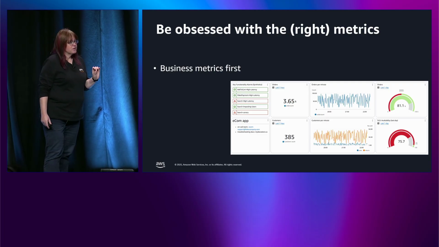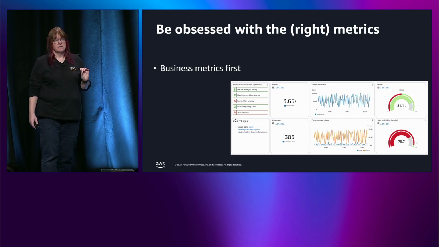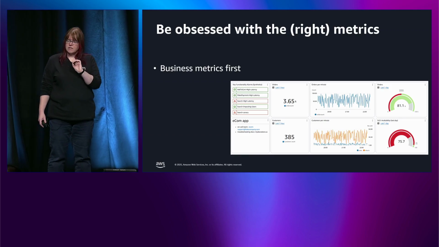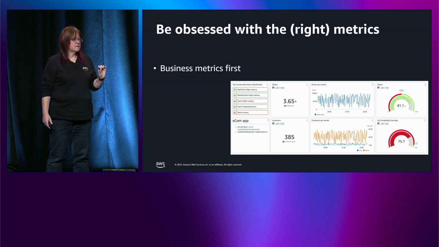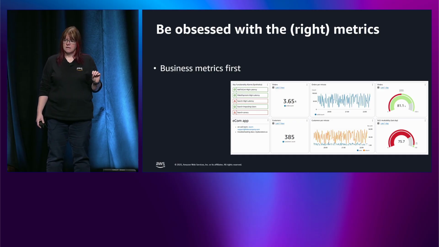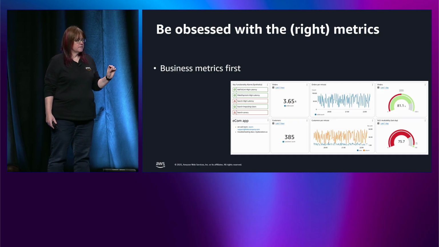Now, business metrics are the best place to start. The specific metrics are going to be different for every business. What is important is that they tell you whether your workload, your application, is performing for your business, and more importantly, when it's not and your business is impaired.